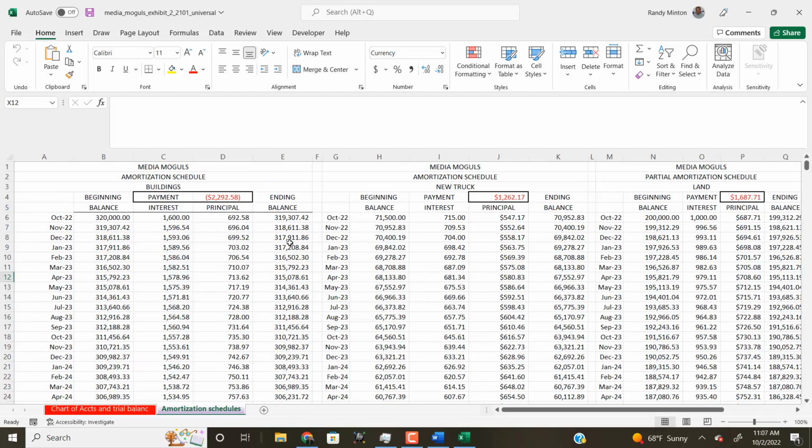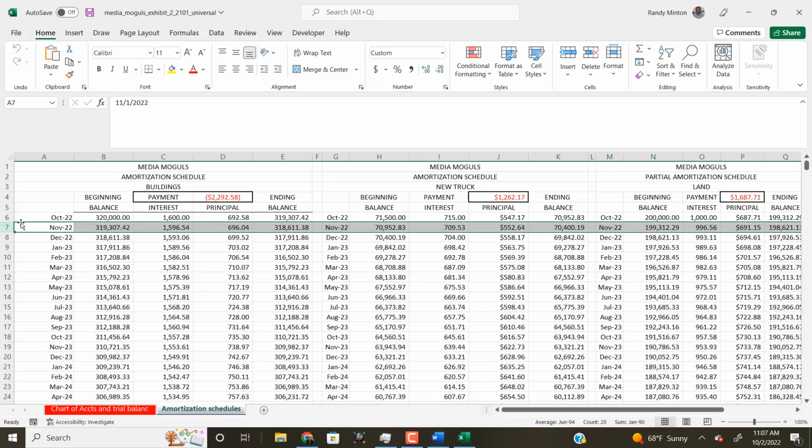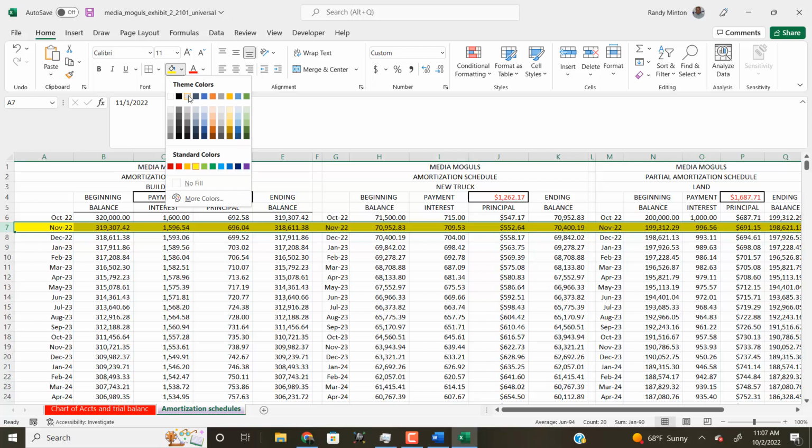And I'll be working with this amortization schedule over here. And so what we're looking for now, we're in November. So I want to be sure that I get all of the November stuff. I'm going to come over here and just kind of highlight it. I might highlight it in a little lighter color so I can see it easier.